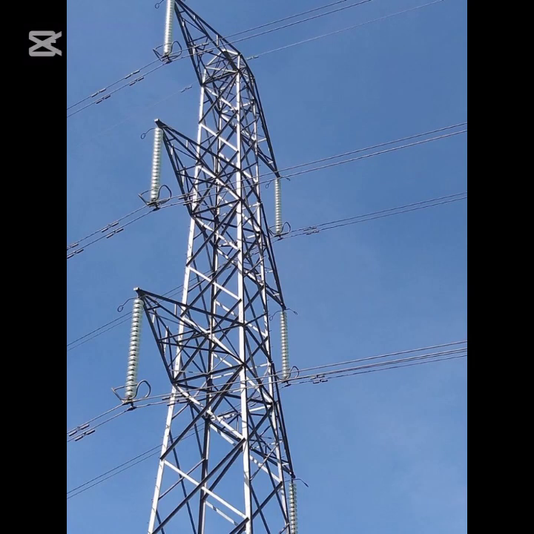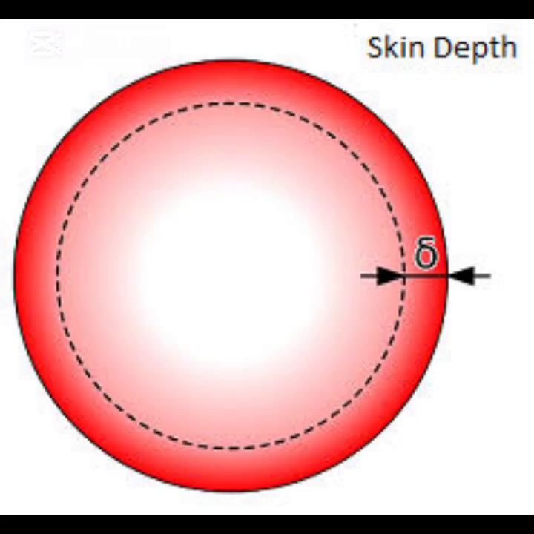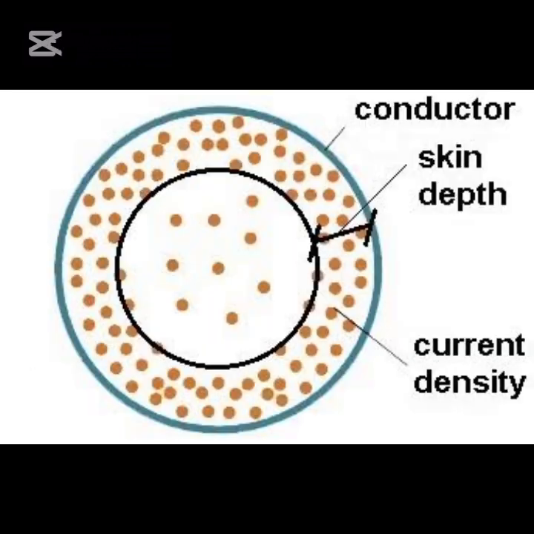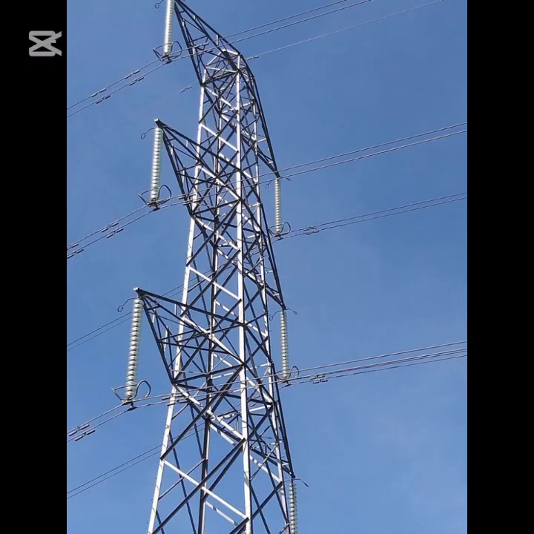Now, how can we measure the degree of the skin effect in transmission lines? The skin effect is quantified using the term skin depth, which is the depth below a conductor's surface where the current density decreases to approximately 37% of its surface value. A lower skin depth signifies a higher skin effect. In transmission line designing, achieving a high skin depth is preferable for optimal performance.